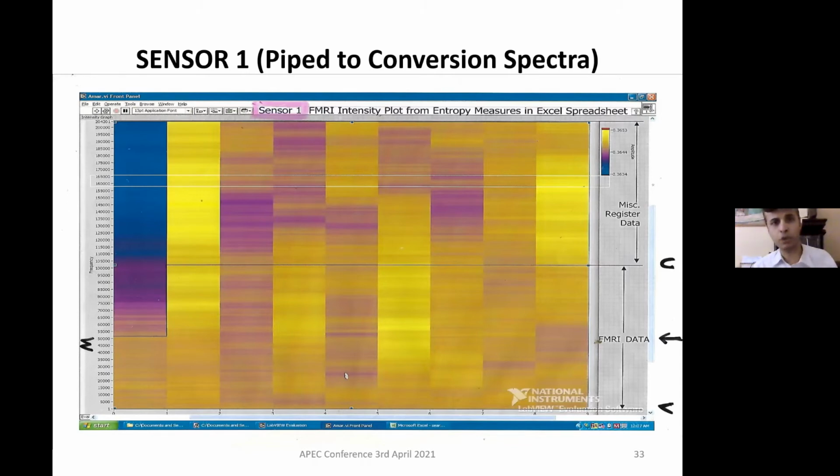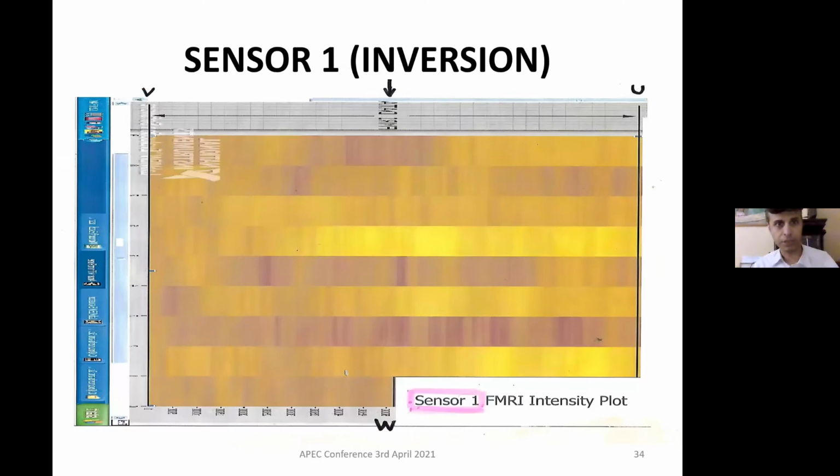But really, what you want is data without any register junk. When you have a register, if you're familiar with programming, you're going to have a lot of junk ones and zeros if you're not completely using it. And I wanted to make sure I got rid of that. So that's why I'm also creating these inversions. So again, sensor 1, this is a piped version. This is the actual one that I showed to the researcher.